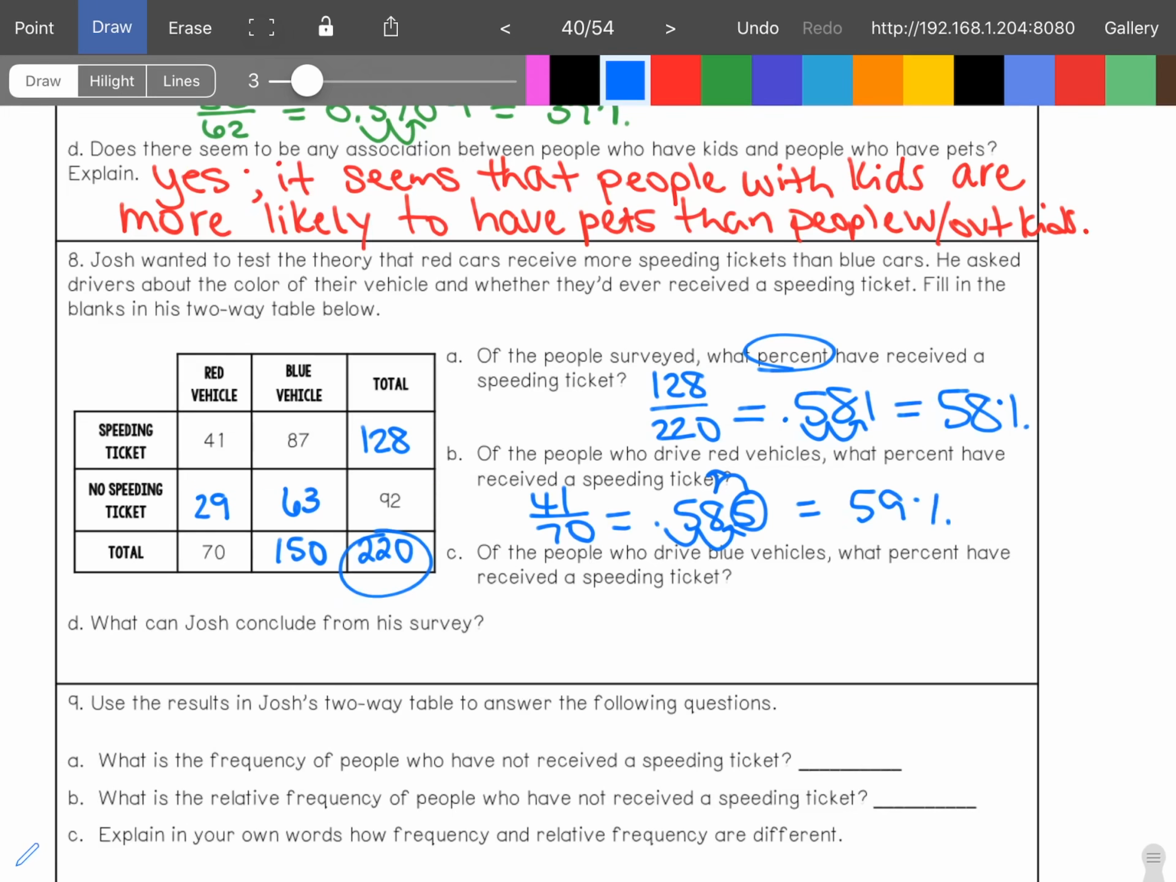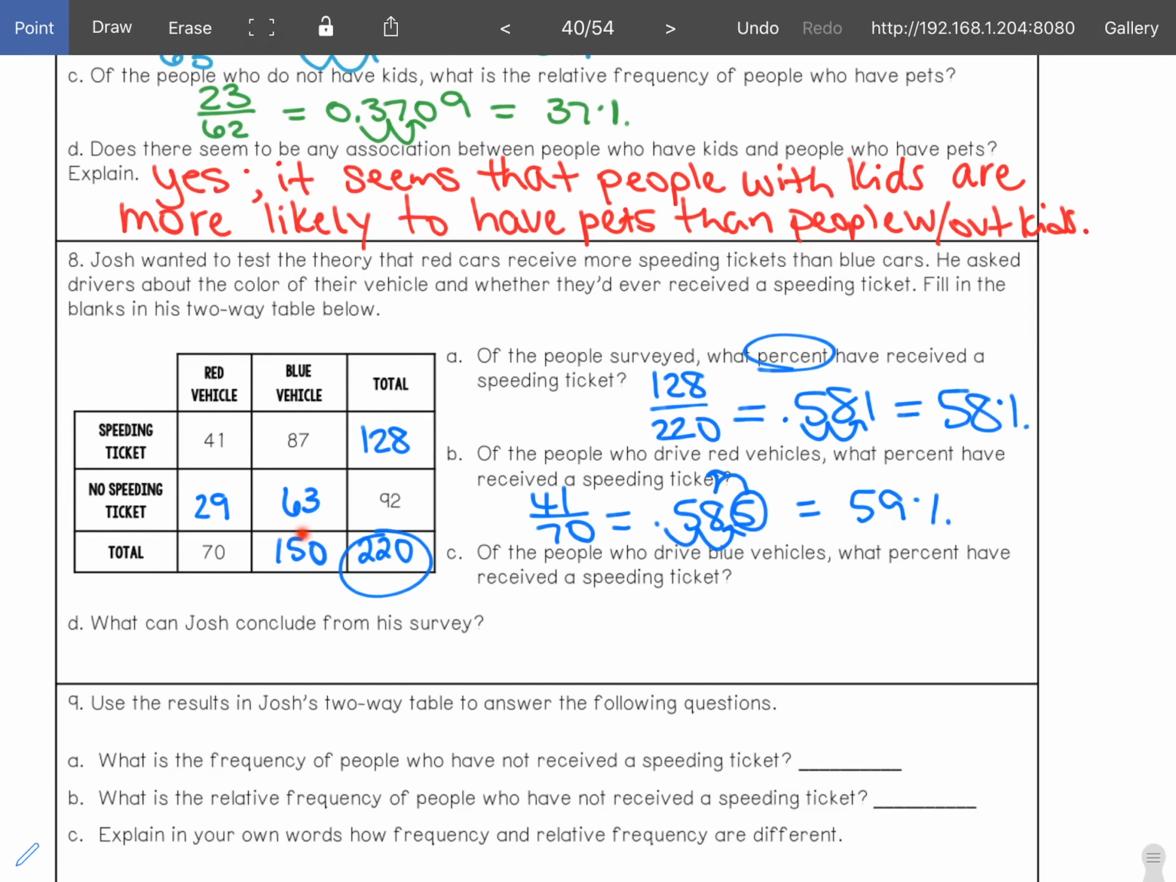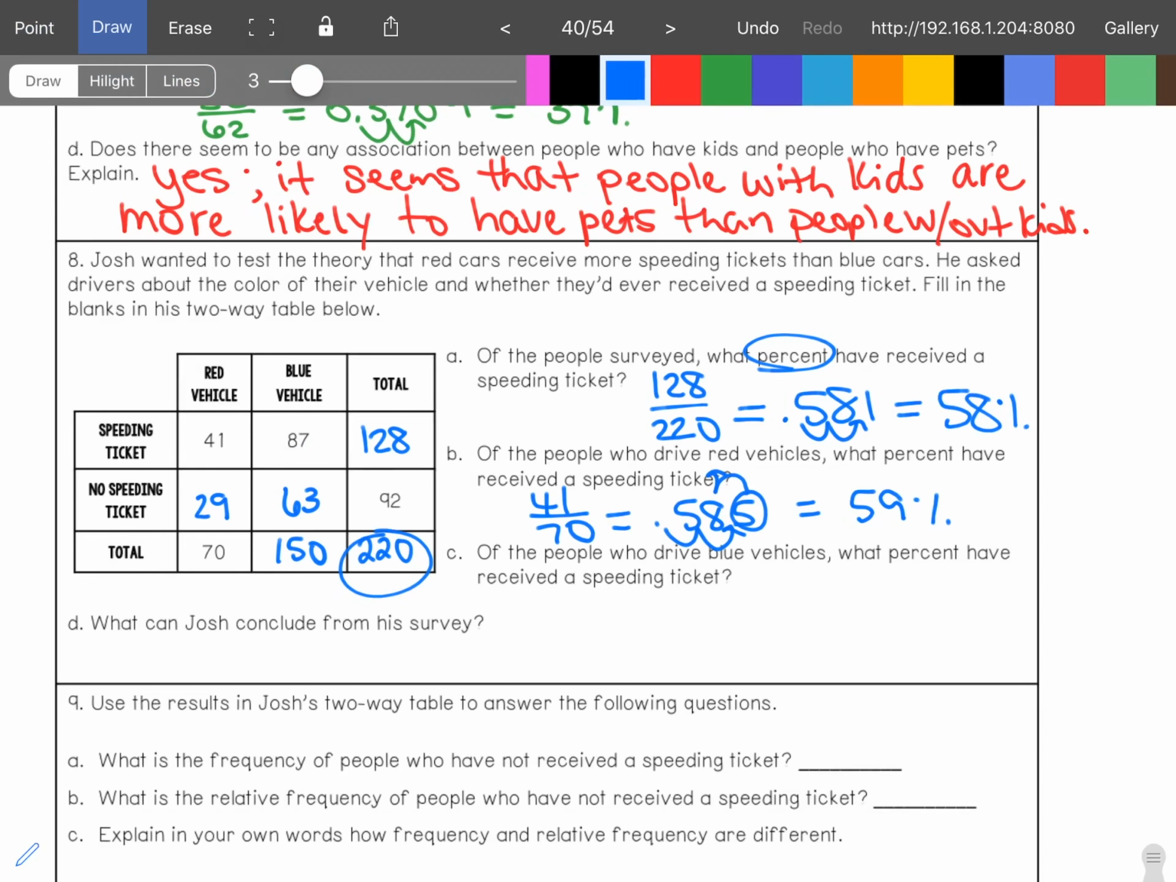Okay, C, of the people who drive blue vehicles, what percent have received a speeding ticket? Of the people who drive blue vehicles, there's 150. What percent got a speeding ticket? 87. So 87 divided by the 150, let's divide that. And we get 0.58, which is 58%.